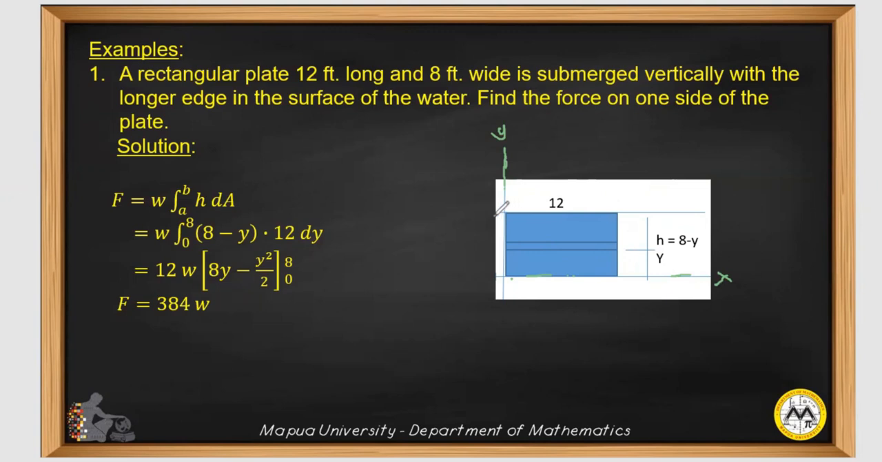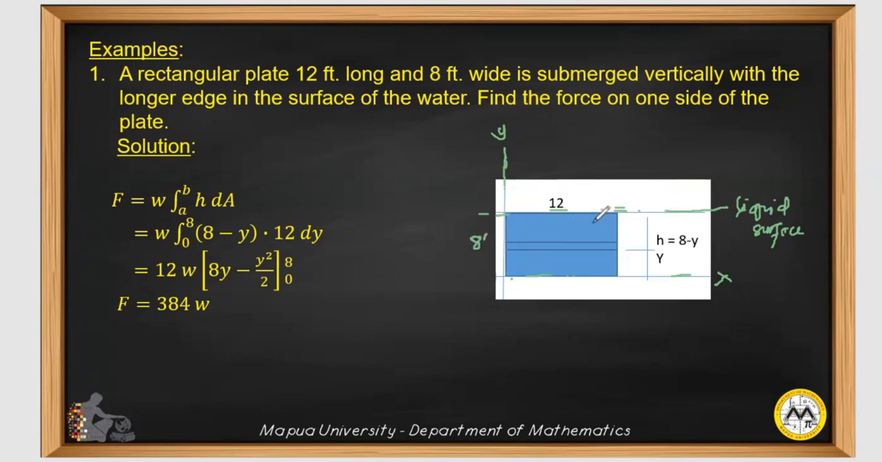And we will let this be the liquid surface. Since, according to the problem, the 12-foot side of the rectangular plate is on the surface of the water, this is 12 feet, and the width is 8 feet. Therefore, this distance from the x-axis is 8 feet.